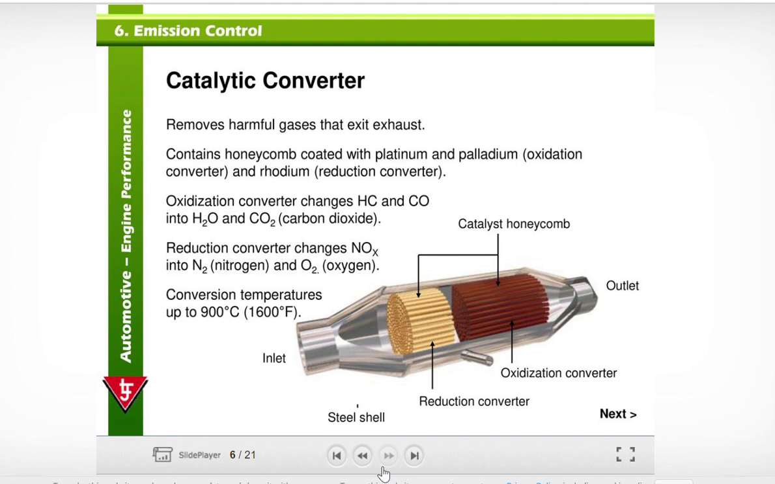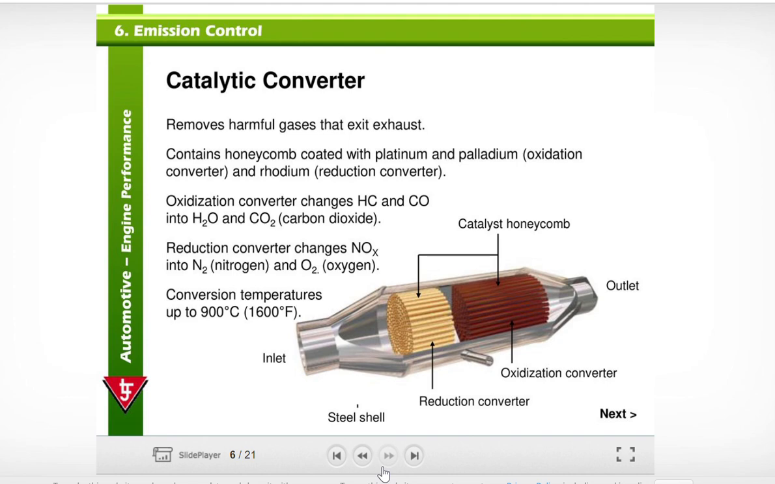When we talk about the catalytic converter, catalysis or catalyzing is actually trying to speed up a process. The catalytic converter is an intervention that is done after the process of combustion, way down the exhaust, and we call it an after-treatment. So we're trying to treat the exhaust gases as they leave the engine by introducing this catalytic converter. A catalytic converter has two chemical reactions, one being an oxidation converter and the other being a reduction converter.